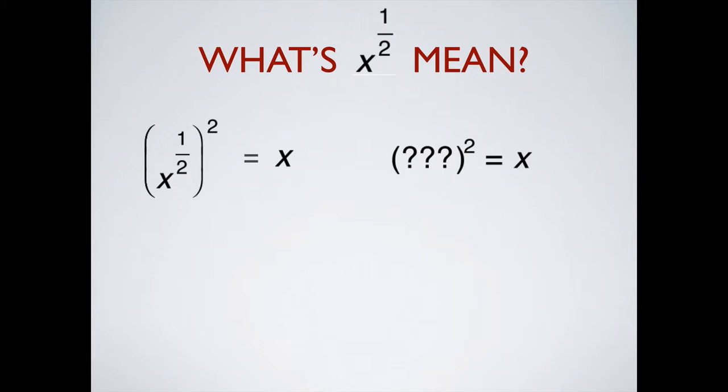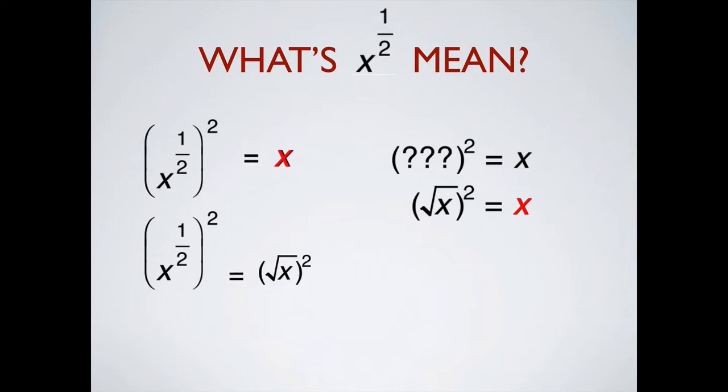What other expression do we know that when we square it, we get x? A good candidate, the square root of x, because we know that the square root of x squared equals x. So if x to the 1/2 squared equals x, and the square root of x squared equals x, then it must be true that x to the 1/2 squared is the same as the square root of x squared, or x to the 1/2 is the square root of x. So what does x to the 1/2 mean? It means that x to the 1/2 is the square root of x.